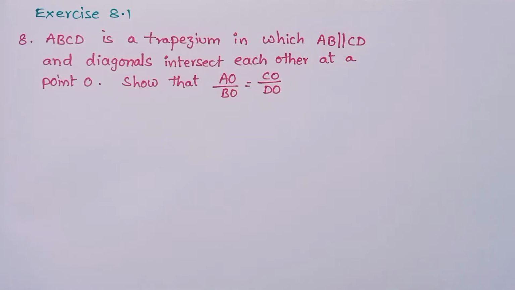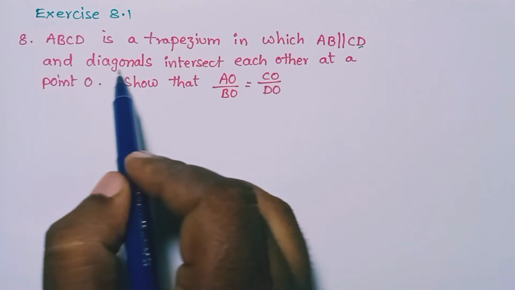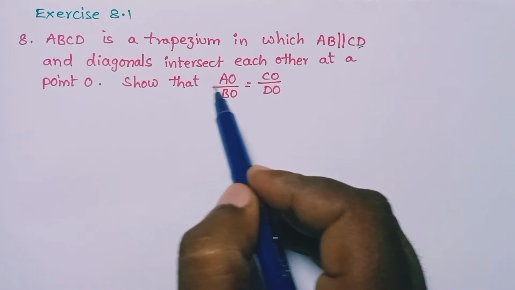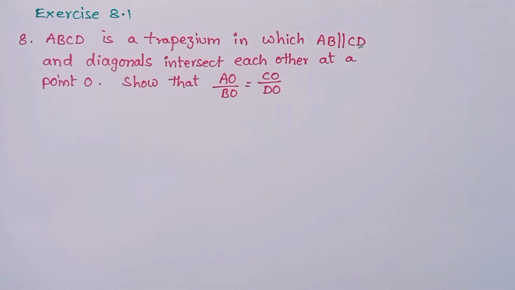This is the next problem, that is 8th problem in the exercise 8.1. ABCD is a trapezium in which AB is parallel to CD and diagonals intersect each other at a point O. Now we have to show that AO by BO is equal to CO by DO.